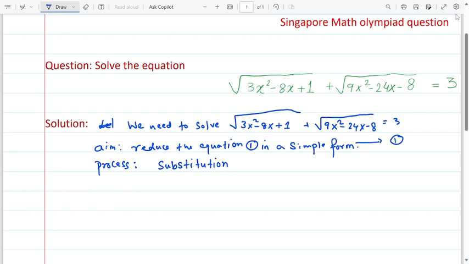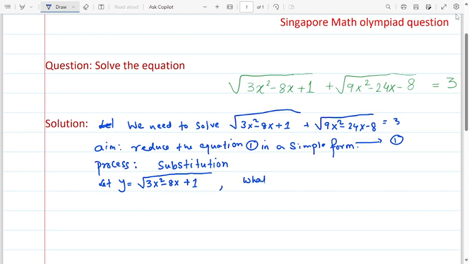Now, I have already told you we need to do substitution. Could you guess what will be the substitution? Yes, very good. Let y equal to square root of 3x square minus 8x plus 1. You can ask another question: why can we take y? The benefit of y you can understand after reducing equation 1.